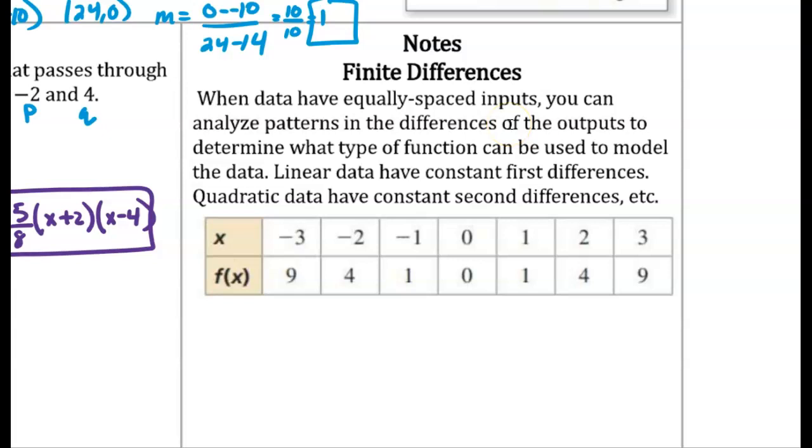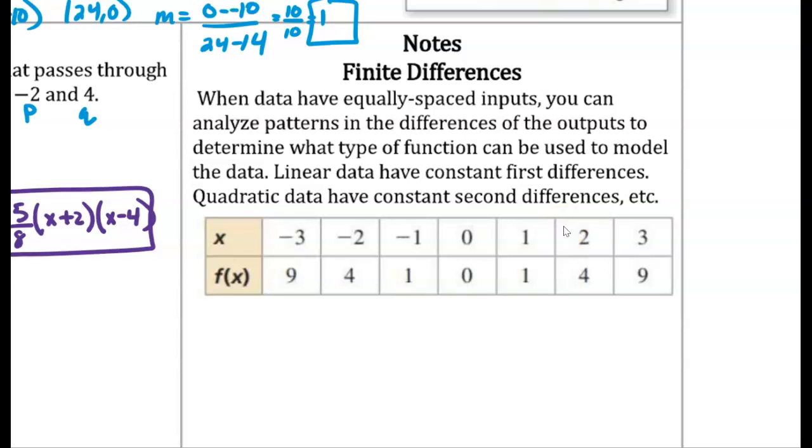If they're equally spaced, you can look at the patterns of the outputs or the y values to determine what type of function can be used. So first differences are linear, second differences are quadratic, and then that pattern continues. Here's what they mean by differences.